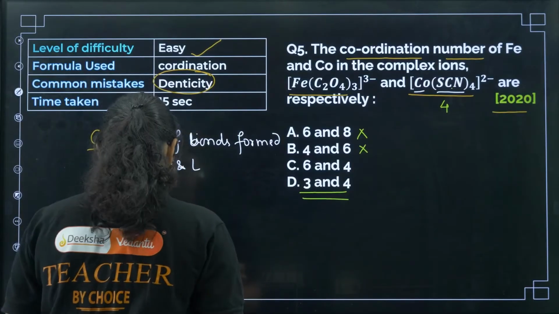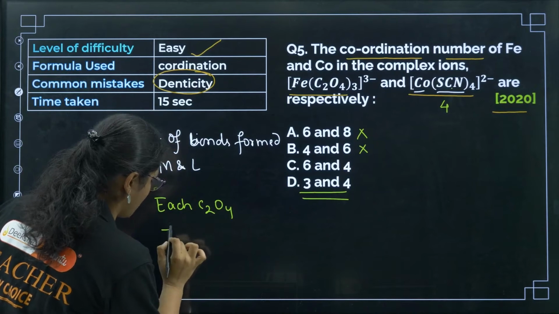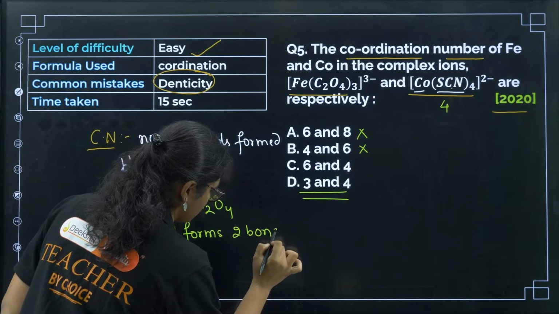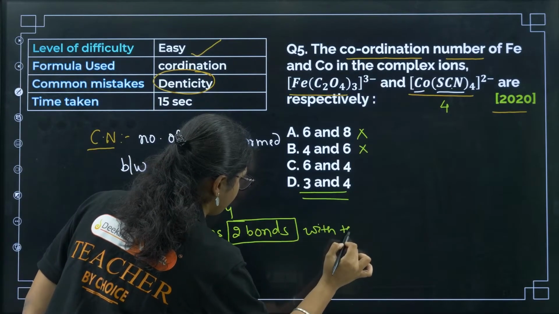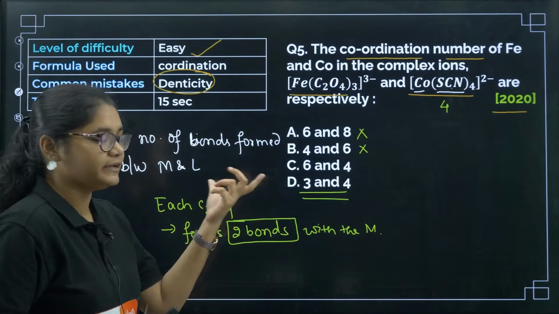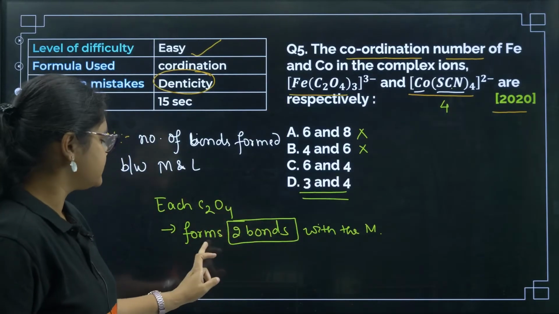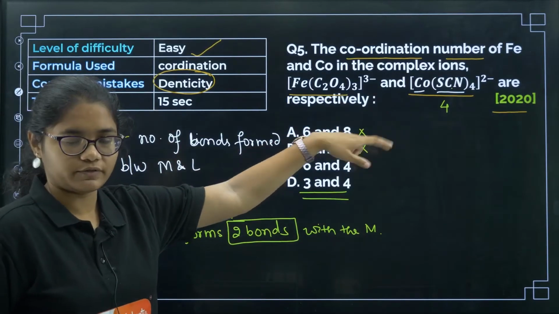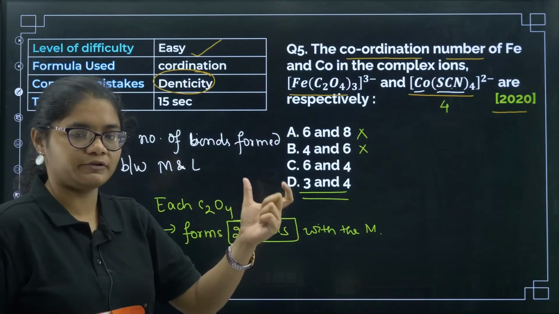Now coming to this one, here is where students can make a mistake if they do not know about denticity. Remember, each C2O4 forms 2 bonds with the metal. That is why in the definition I did not write number of ligands present, because ligands can be less but they can form more bonds. So each C2O4 forms 2 bonds with the metal. If there are 3 C2O4, how many bonds will form? Each one is forming 2, so 3 C2O4 will form 6 bonds.